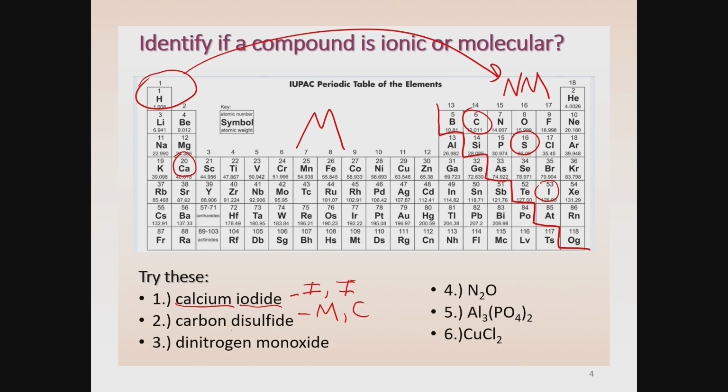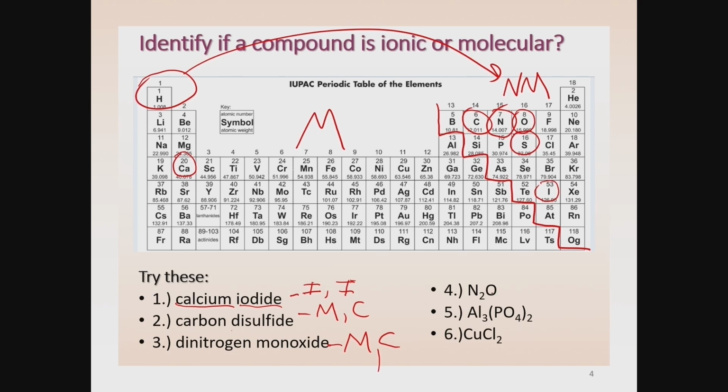Now we're going on to dinitrogen monoxide. Again, with dinitrogen, forget the prefix di. Just look at nitrogen. Here's nitrogen. Monoxide, ignore the prefix mono. Just look at oxide. There's oxygen here. You can see that both nitrogen and oxygen are nonmetals. And so this is, again, a molecular compound. And the bonds between nitrogen and oxygen are covalent bonds.